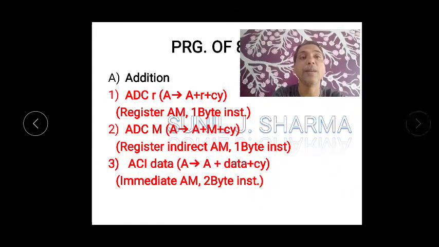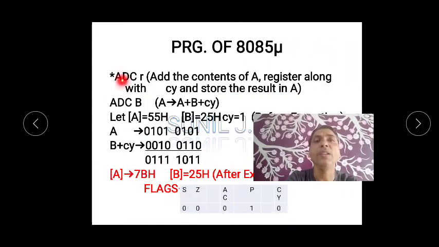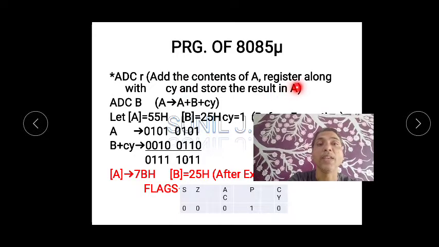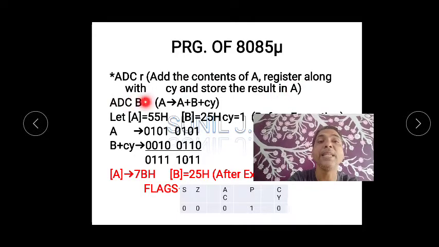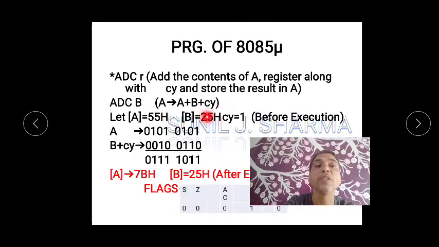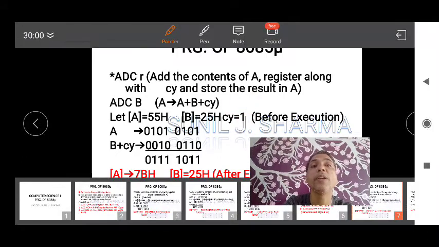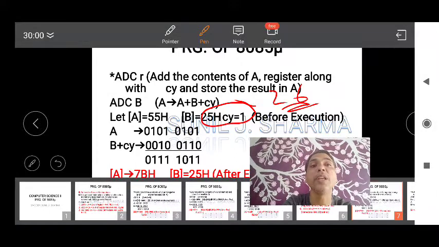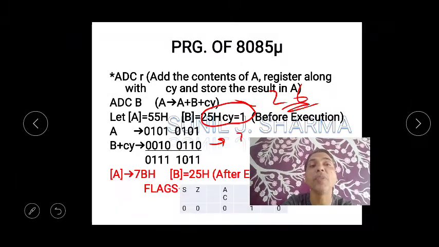Now let's take examples one by one. Can you see ADC R? Add the contents of the accumulator and register along with carry and store the result in the accumulator. Let's take ADC B. So A is equal to A plus B plus carry. Let the accumulator be 55, the B register have 25 and carry be equal to 1. So what we can do here, before we go ahead, is add these two. So 25 plus 1, this is 26.